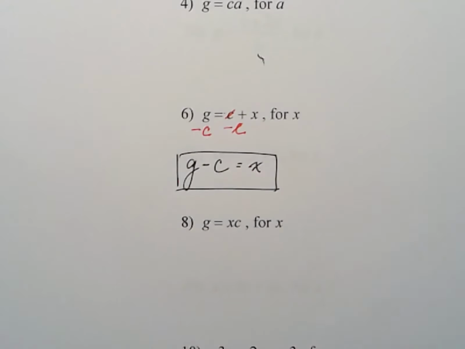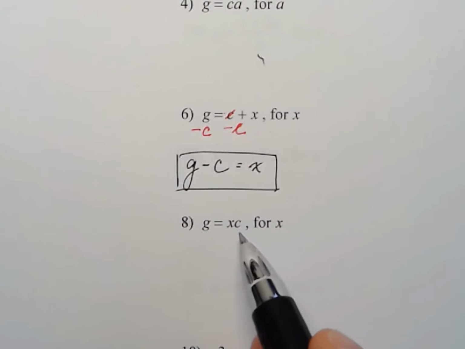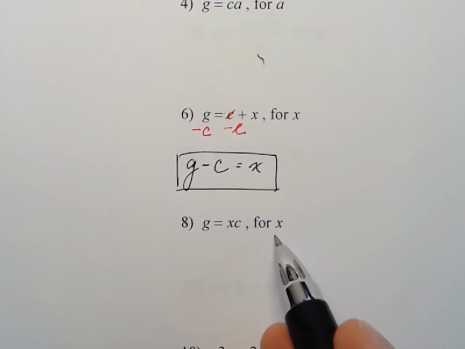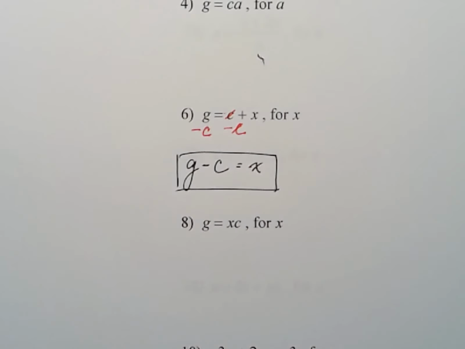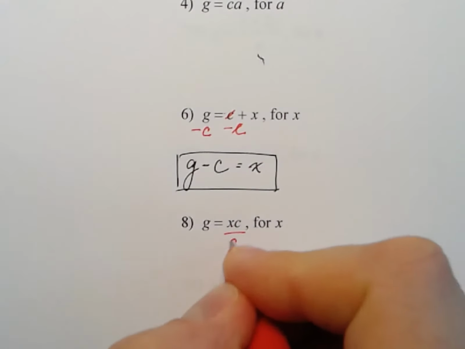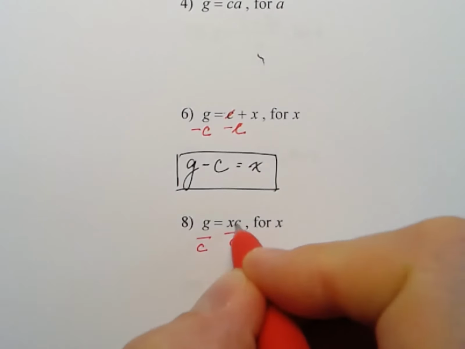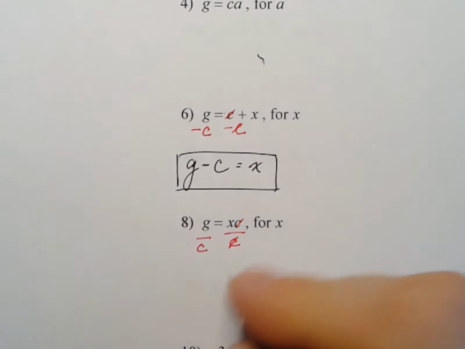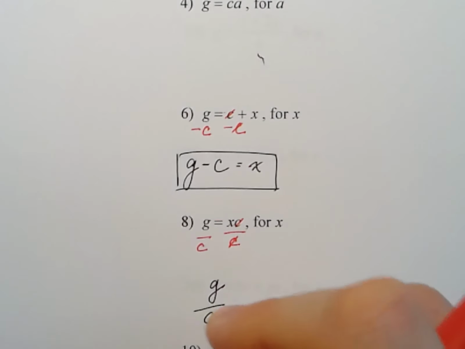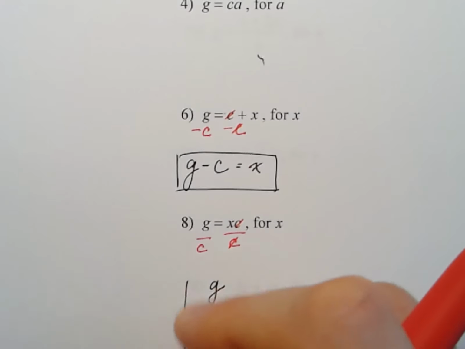Okay. What about g equals xc, again for x? Well, x is being multiplied by c, so we're going to divide by c on both sides. So those go away, and I'm left with g over c equals x.